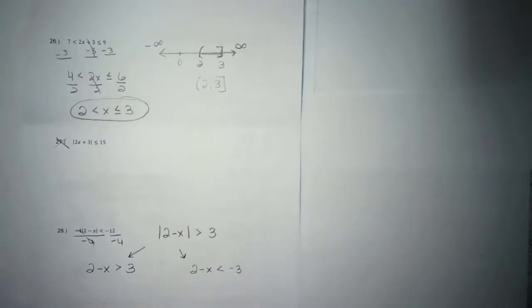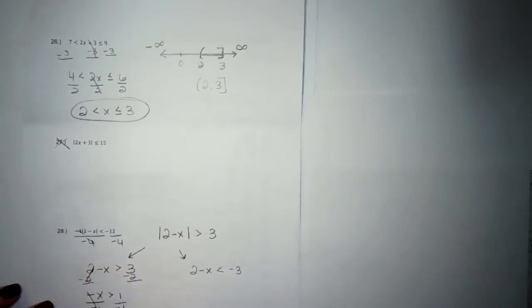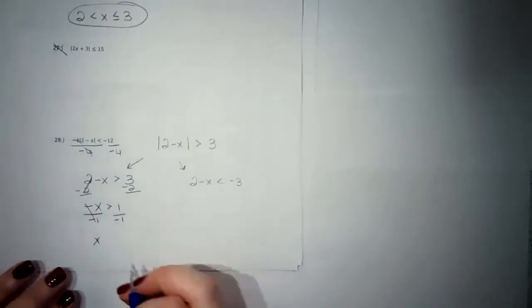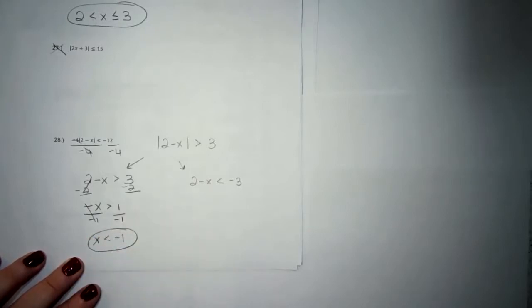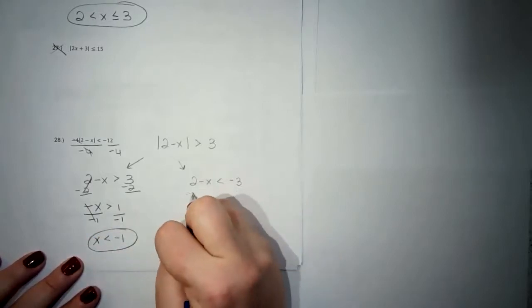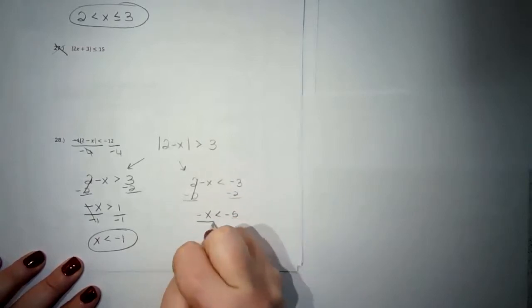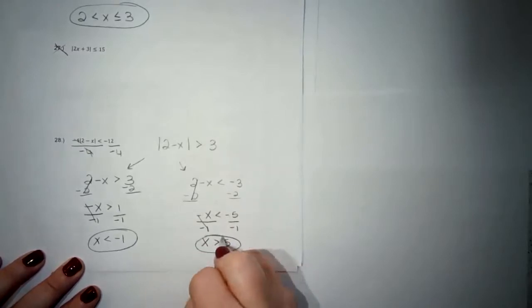So, 2 separate inequalities. Now we're going to solve them like normal. I'm going to subtract 2. Oh my gosh, my x is negative. So then I have to divide by a negative. What happens to my sign again? Flips again. So you're going to end up with x is less than -1. For the other one, I'm going to subtract 2, divide by a negative, and end up with x is greater than 5.